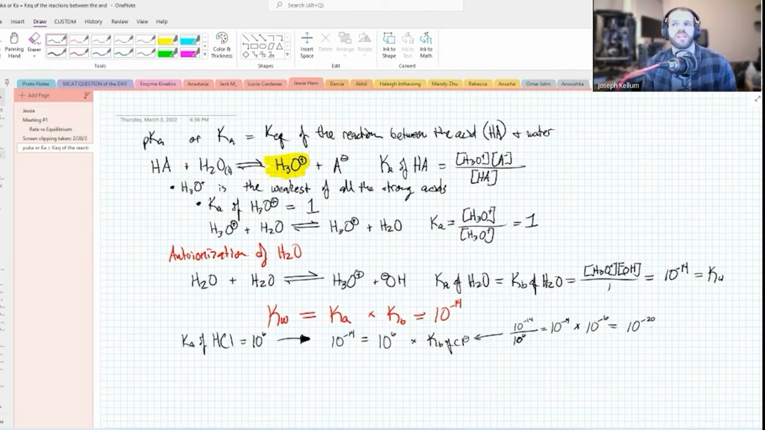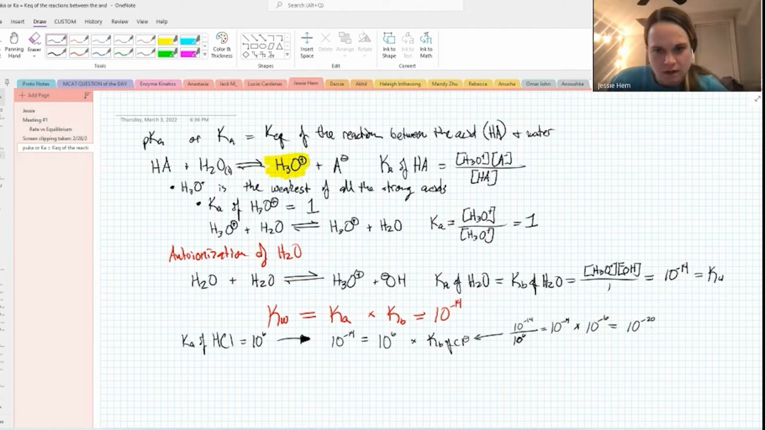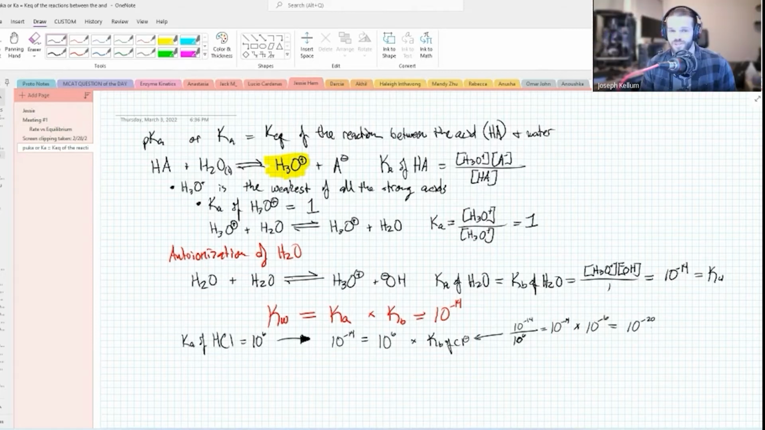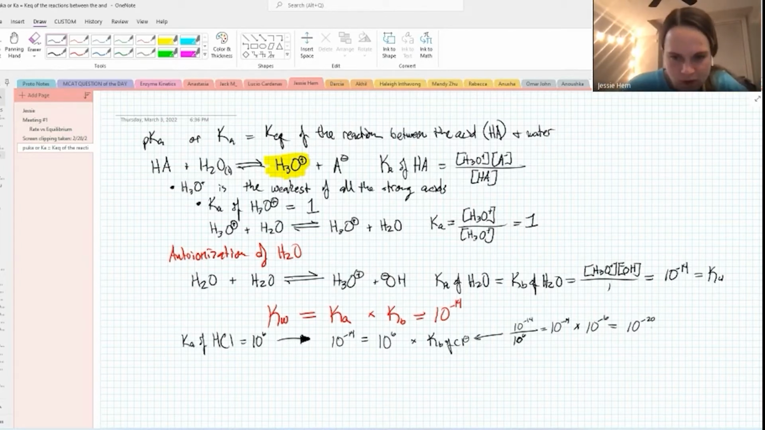So now what is a weaker base, or what's a stronger base, I guess I should ask? Chloride or water itself? Chloride. So water is a stronger base than chloride, right? Because its Kb is 10 to the minus 14, whereas chloride's Kb is 10 to the minus 20. That's a smaller number. So the greater the number, the stronger it is. Okay. Got it.